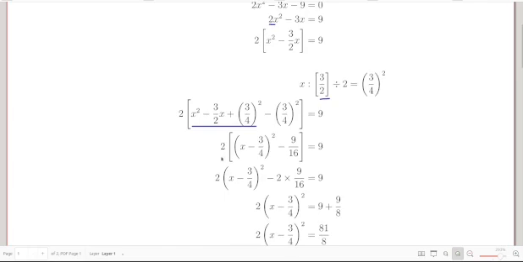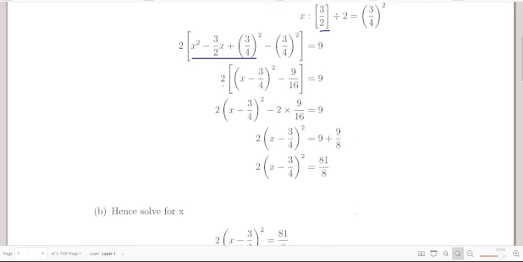Next, you remove the square brackets. Removing the square bracket will require you to multiply the first bracket by the 2, and also multiply the 9 over 16 by the 2. So multiplying the first bracket with the 2, this is what you get, and then multiplying 9 over 16 by 2, you are going to get 9 over 8, which we then took to the other side, which is this side here.